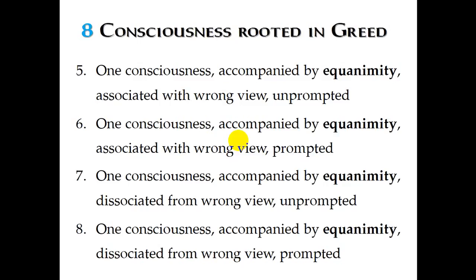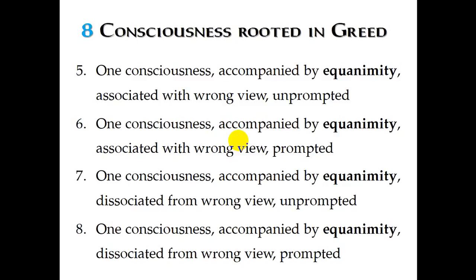Then look at number 7. One consciousness accompanied by equanimity. Here also you have to exclude joy, dissociated from wrong view. That means you don't have wrong view, but along with conceit, unprompted. So number 7 is called the fourth unprompted citta, associated with 80 middle factors. Can you count 80? 30 common to the others, 4 unwholesome universals, and greed and conceit. Together 80.